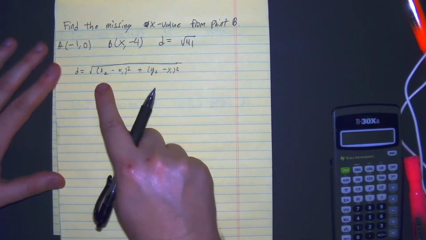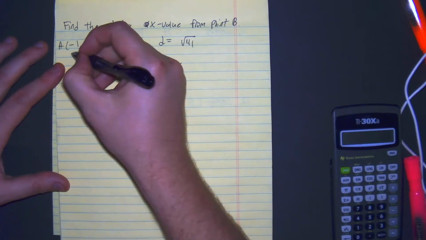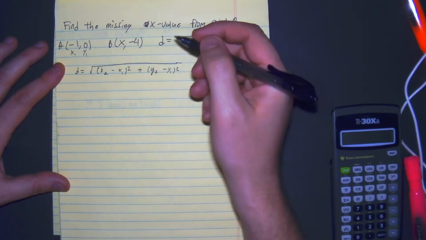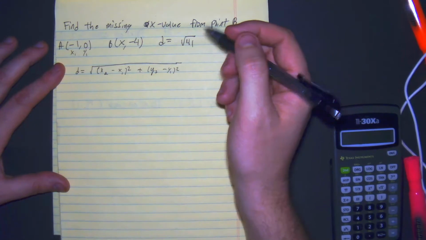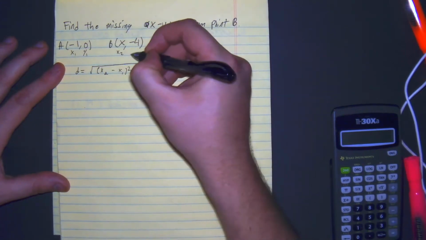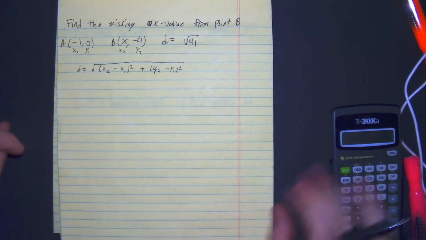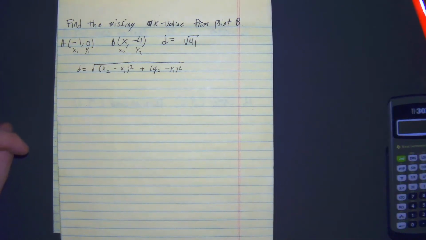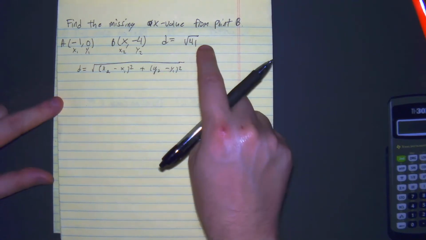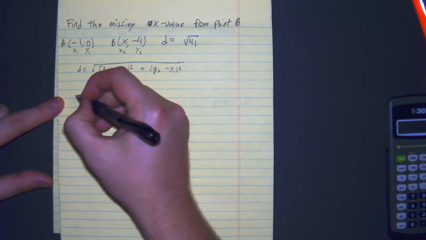Right here I need to make sure I know what I'm using, so it's x1, y1, and then we have x2, y2. Remember, we use these subscripts to make sure that we keep order, we understand what's going on. And so from here, we're going to put the distance here.